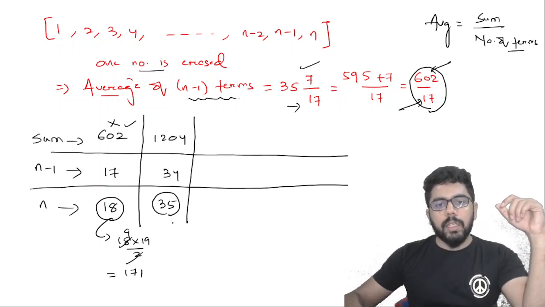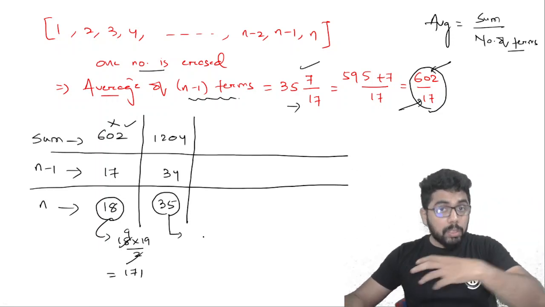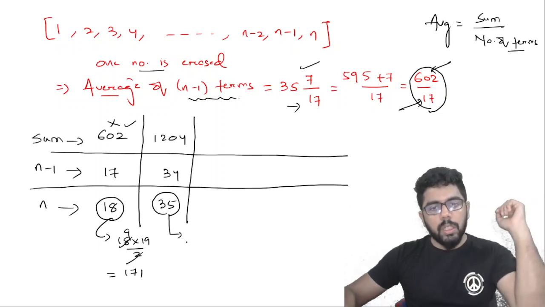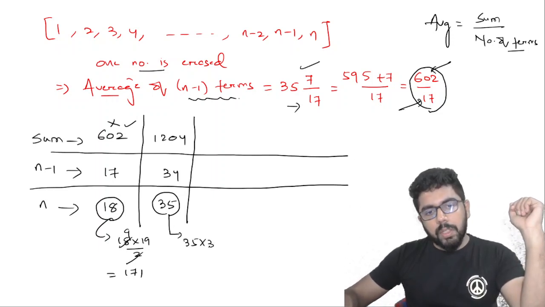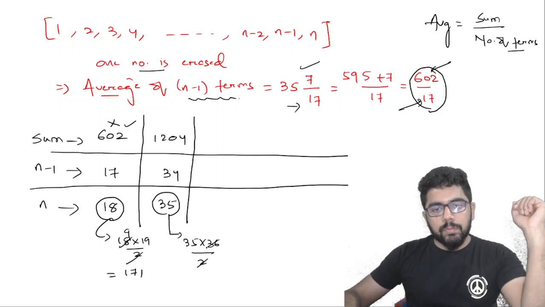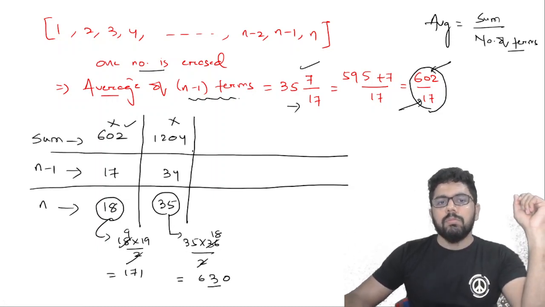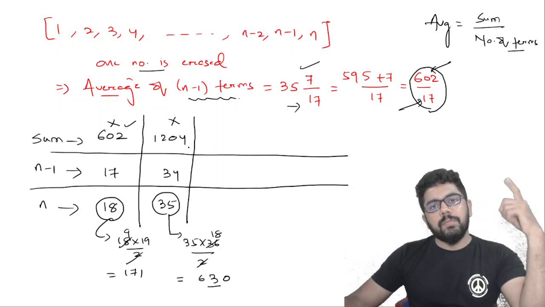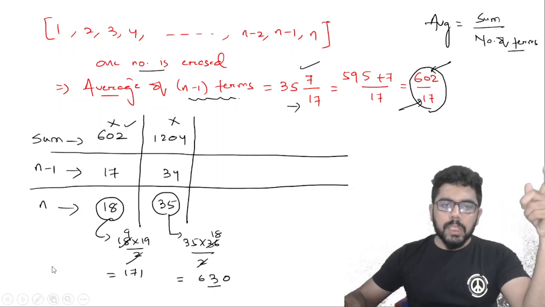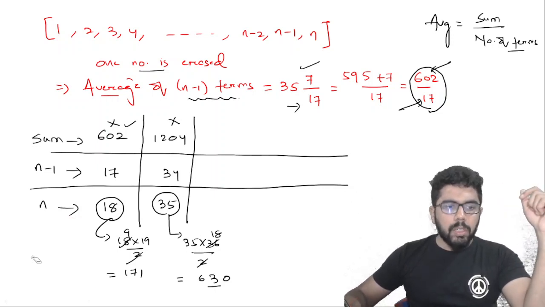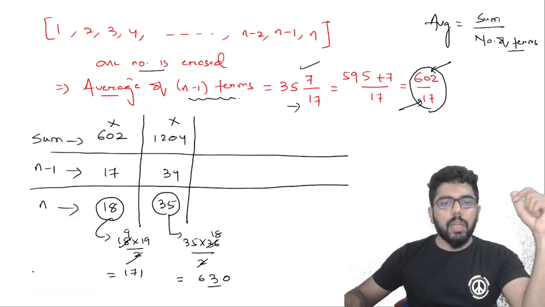Again, if you apply n into n plus 1 by 2, let us say there were 35 terms on the board initially. So my sum is supposed to be 35 into 36 by 2. So this is 18, 18 5 90, 18 3 54 plus 9 630. Again, not possible. The sum is 630. So sum 630 and you erase one number, then how will you get 1204? Again, not possible. So we'll move to even a higher multiple now.